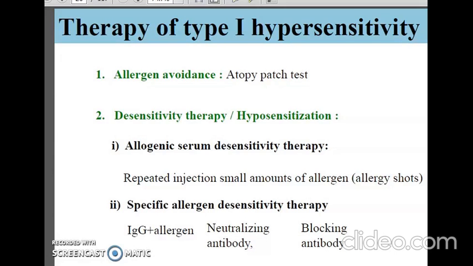Now let's see the therapy of type 1 hypersensitivity. The first one is allergen avoidance, and it can be guided by the atopy patch test. Second one is the desensitivity therapy or hyposensitization. It includes allergenic serum desensitivity therapy. In this, repeated injection of small amounts of allergen is given. It is otherwise known as allergy shots. And the second way is the specific allergen desensitivity therapy, which will neutralize the antibody and block the antibody.